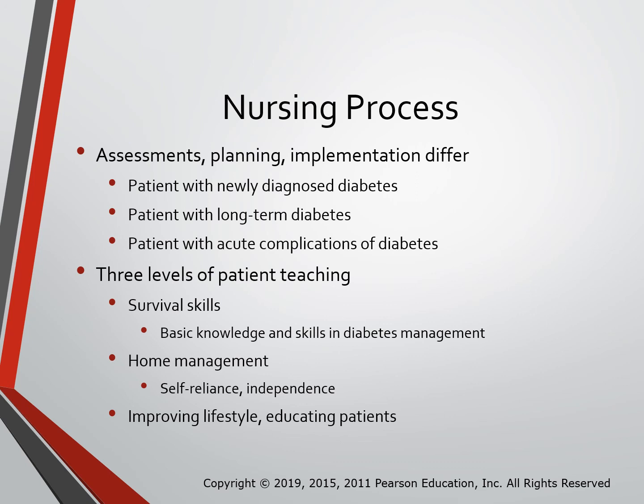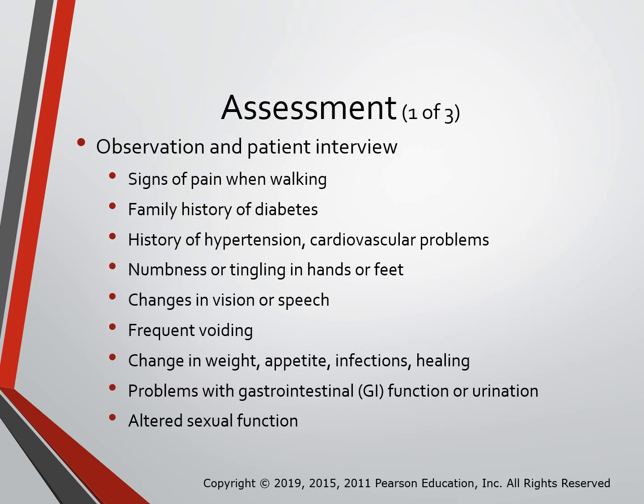So when we observe and interview, we ask questions regarding any family history of diabetes, hypertension, cardiovascular problems, dizziness, numbness in the hands or feet, any changes in vision, speech, pain when walking, frequent voiding, changes in weight, appetite, and do you stay hungry all the time? Are you constantly hungry? Physical exam, you want to assess the skin, assess the cranial nerves, their sensory ability to hot and cold. Look at the peripheral pulses and close inspection of the skin, the mucous membranes, hair loss, rashes, itching, vaginal discharge, all of those types of things.